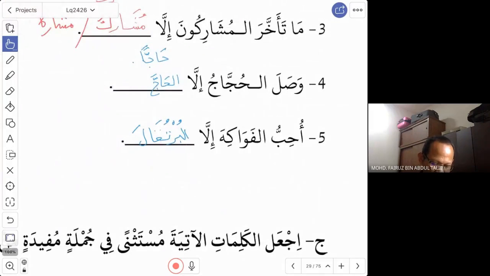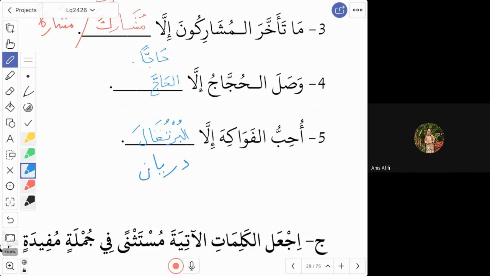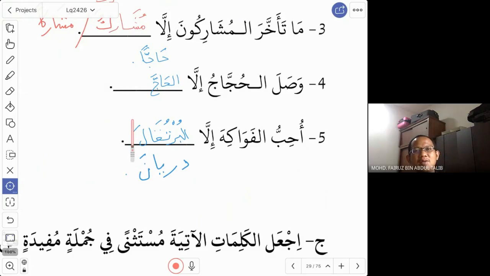Uhibbul fawakih illa durian. You want to say durian. So how do you read the nun? Illa duriana. Of course, but when we speak, we just say illa durian. We don't bother with this. You just say uhibbul fawakih illa durian, uhibbul fawakih illa al-burtukal. This is only when we read the sentences, or when people ask us to write the correct form, then we have to say burtukal. Otherwise, you just say burtukal. Illa al-hajj, but don't put a sukun. You have to put this hajj.